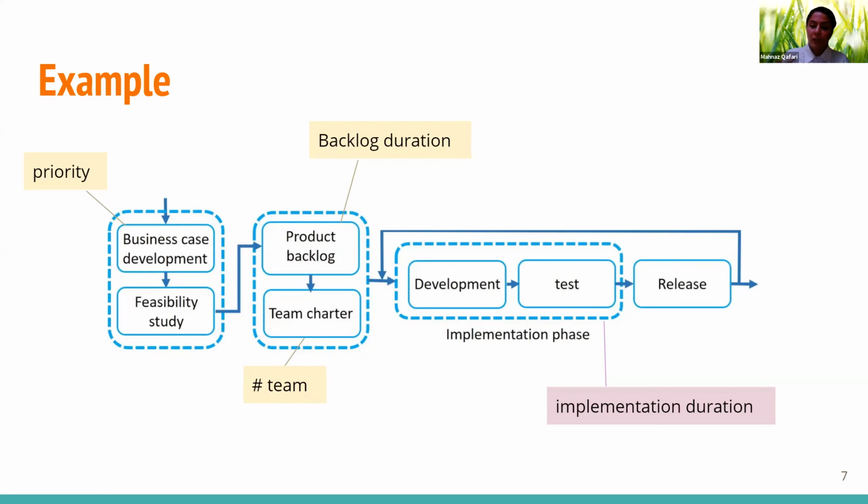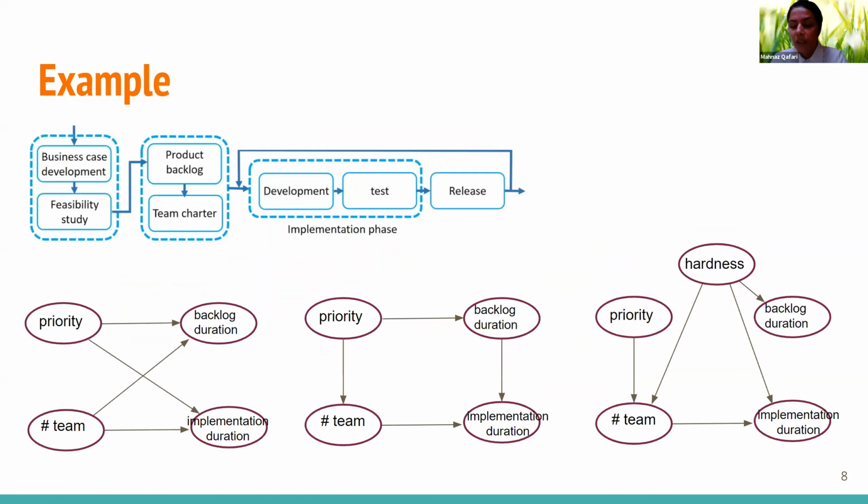Definitely, if they're going to take some action to make the implementation duration shorter or longer, the action that they are going to take is highly influenced by the causal relationship that exists among these features. There you can see three different causal structures.